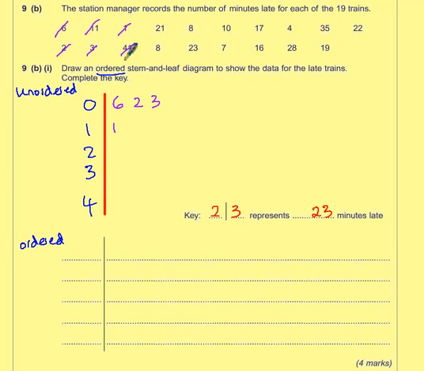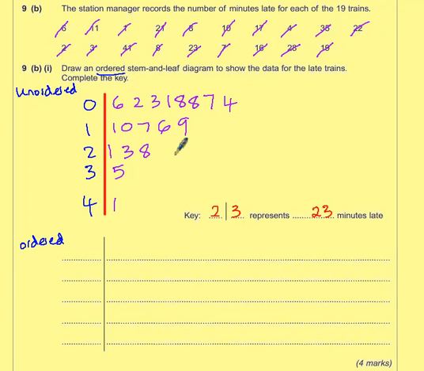1 and 41, 21 and 8, 8 and 23. 10 and 7, so 1 and 0 for 10 and 7. 17 and 16. 4 and 28. 35 and 19.